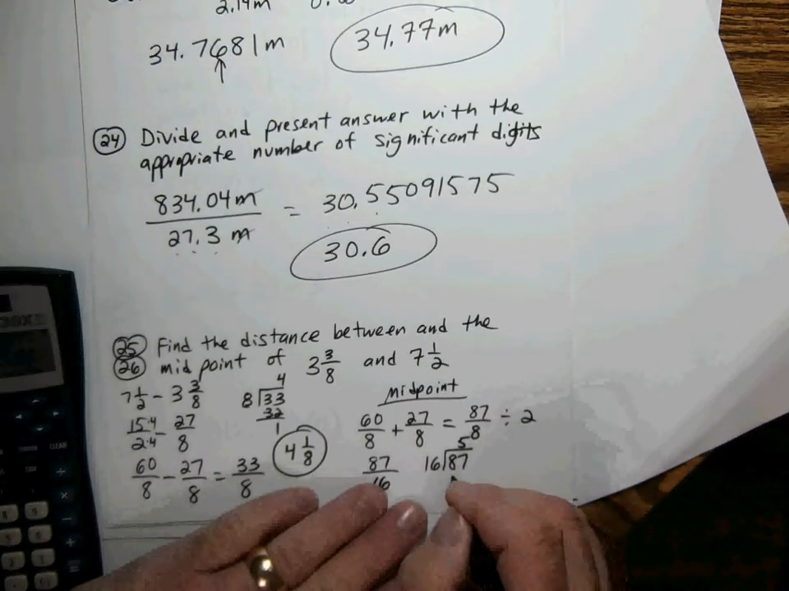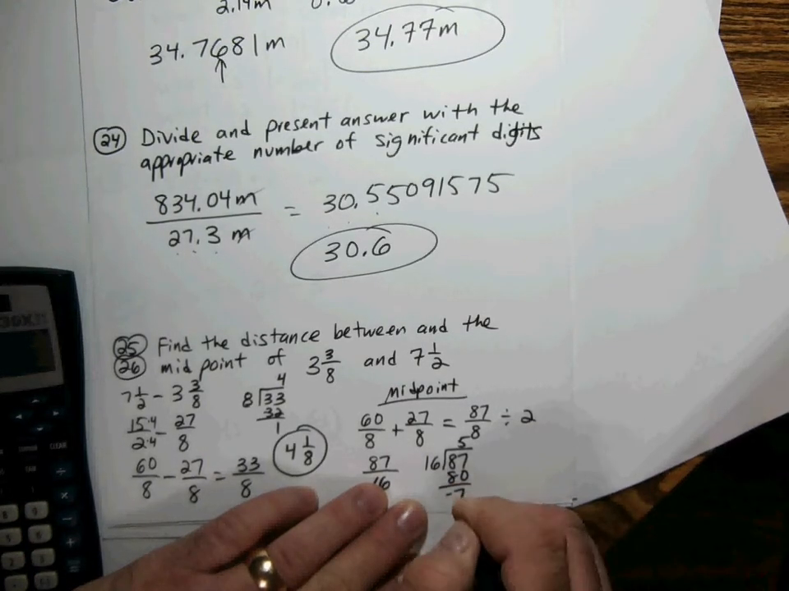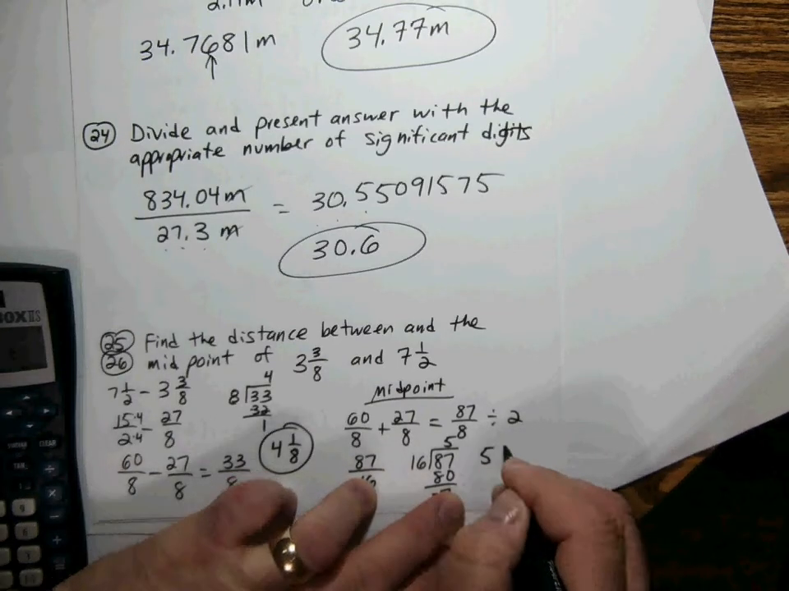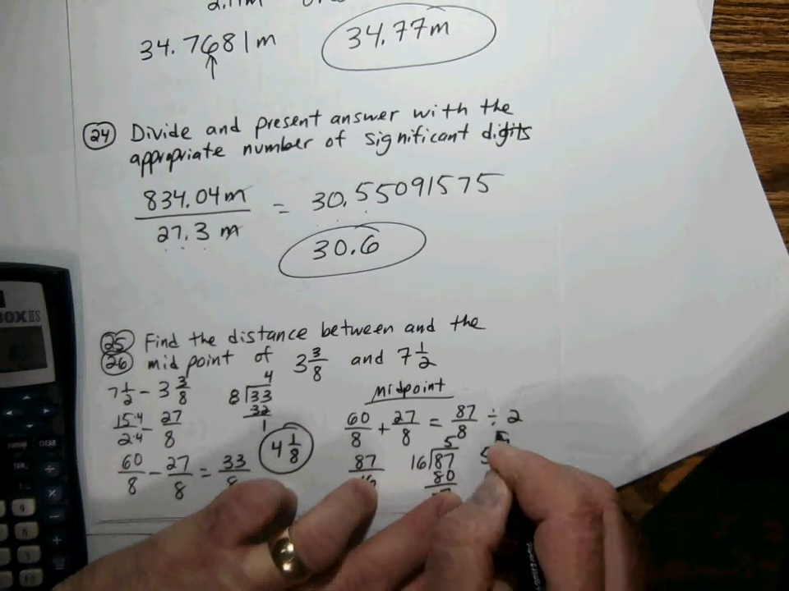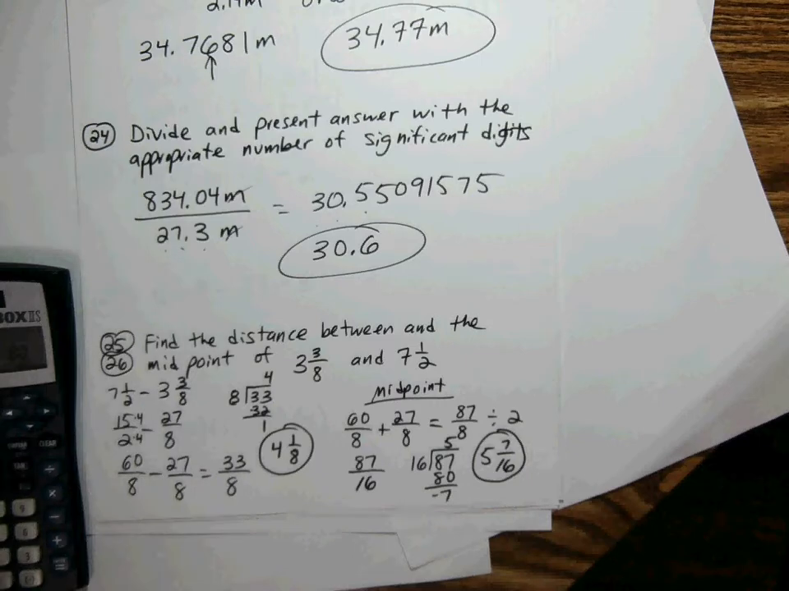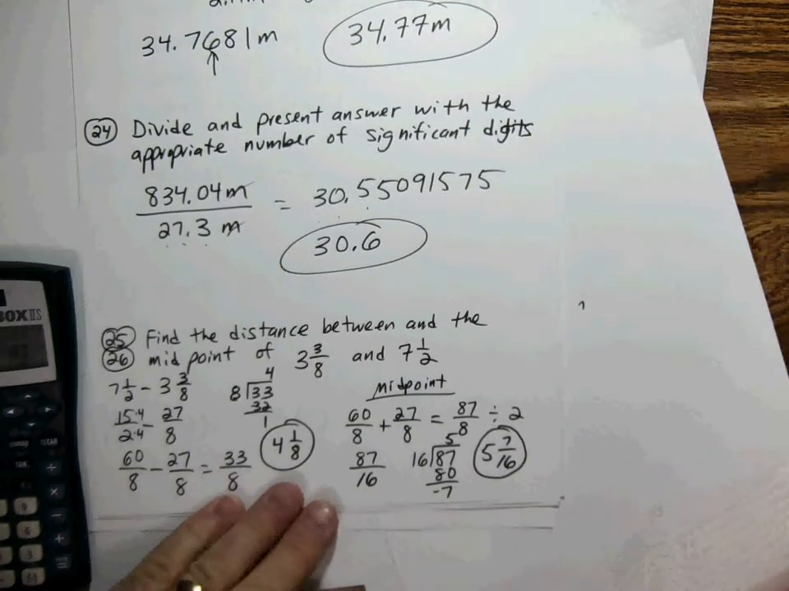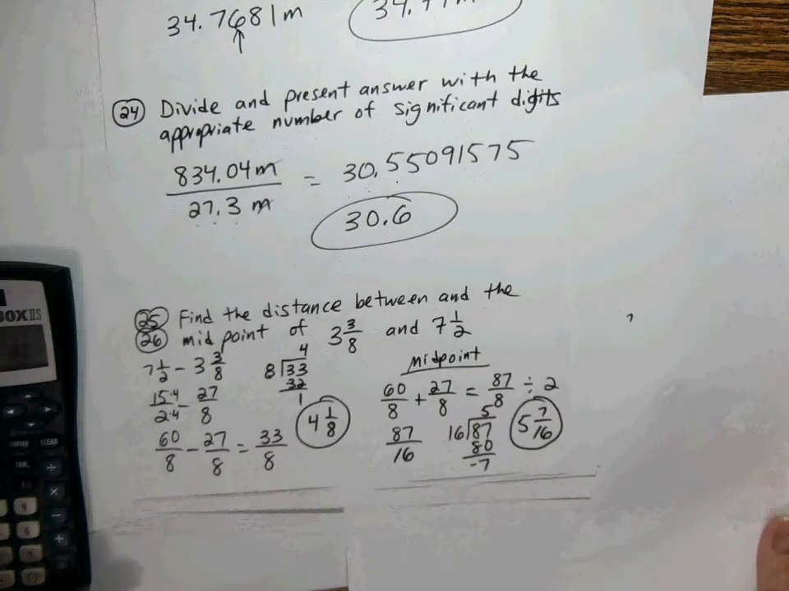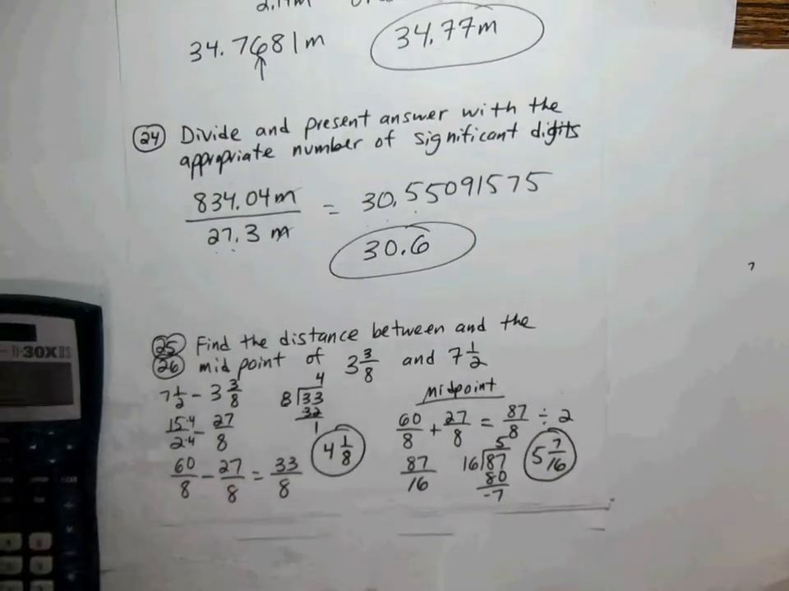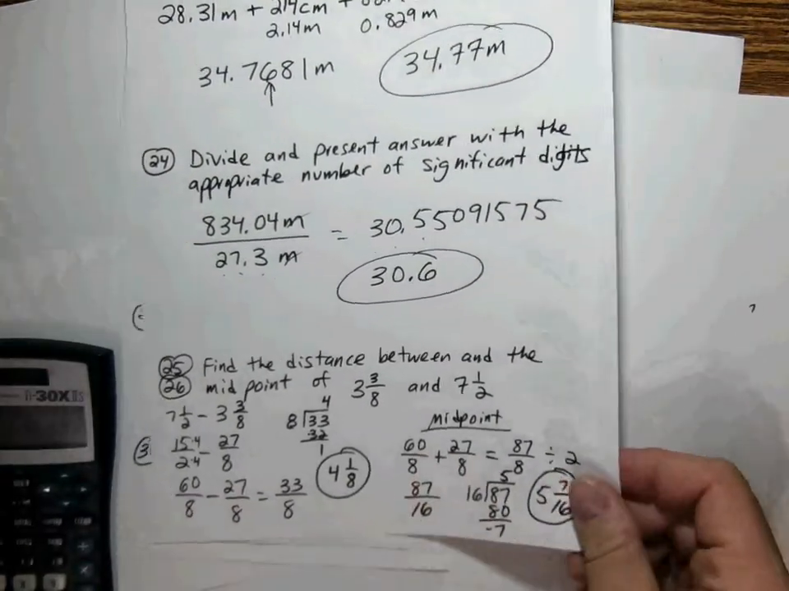That'll give me 80. And I'll have a remainder of 7, so it'll be 5 and 7/16. That's my midpoint. Okay, there we go for that one. All right, what's next?